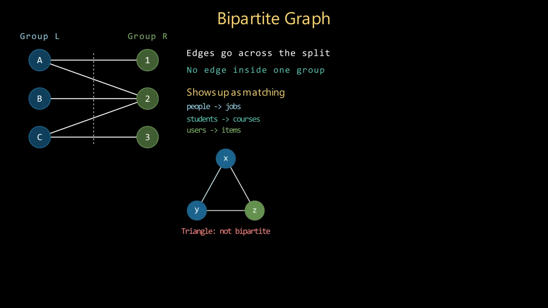A triangle is the smallest warning sign. If you try to split it into two groups, one edge always ends up inside a group, so it is not bipartite.